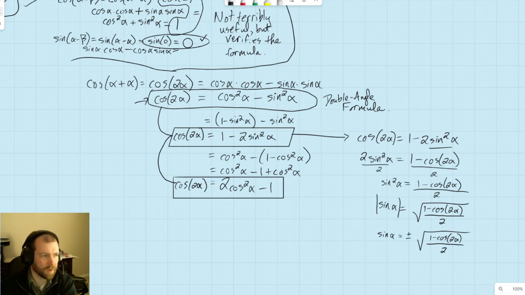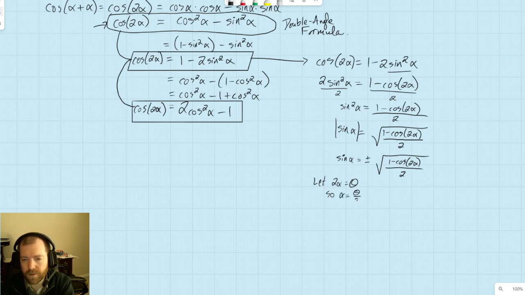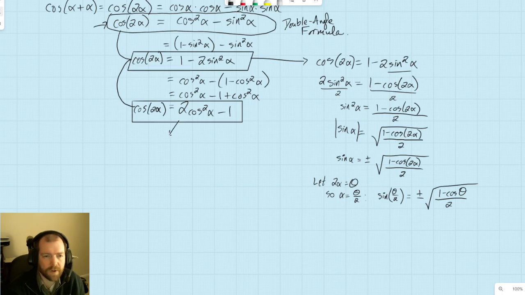And then the only thing that the book does from here, really they do it at the beginning, but I wait until I'm here, is let 2 alpha be theta. So alpha equals theta over 2. Then the sine of theta over 2 equals plus or minus square root of 1 minus cosine theta all over 2. All right, and then do the other one. You got this one, do the same thing.